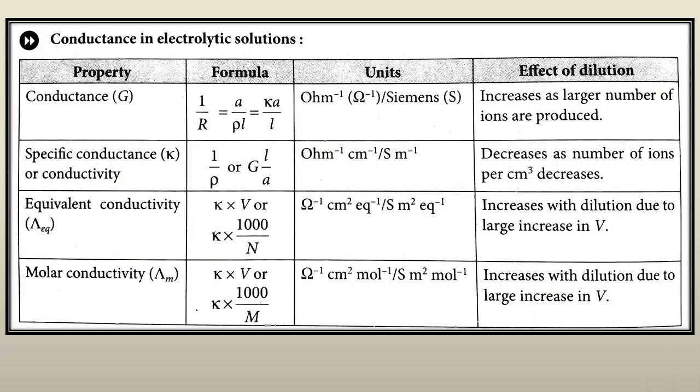So this is a very important table which is going to be useful for answering your multiple choice questions and solving 1 mark numericals. So conductance G is 1 by R. Okay. You can note this down, because the property, formula, unit and its effect on dilution are given. If it is diluted, then what will happen?